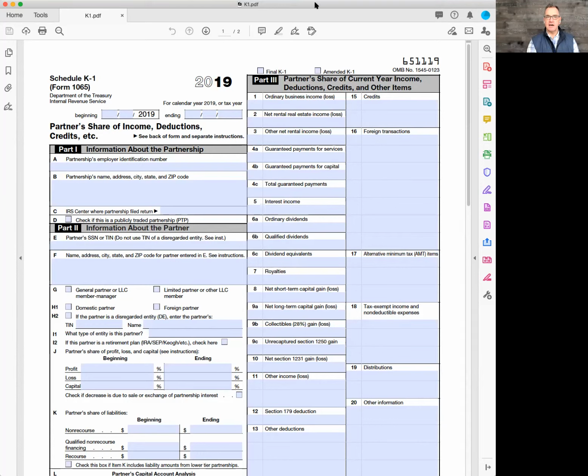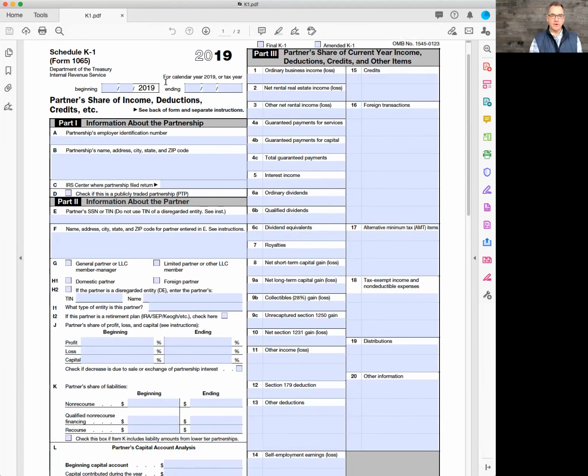So this is the IRS K-1 form, and it's your profit and loss. Really, it's your income and your expenses broken down, so that your accountant will then take this K-1 and that will become part of your tax return that you file on an annual basis.